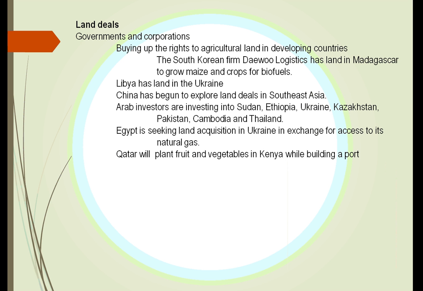Governments are buying up land in different countries. For example, a South Korean firm has taken over land in Madagascar to grow maize and crops for biofuels. Libya has land in the Ukraine. China has been buying up land in other parts of Southeast Asia. Egypt is also looking for land in the Ukraine in exchange for access to its natural gas. Qatar is planting fruit and vegetables in Kenya while they build a port for the people in Kenya to utilize.